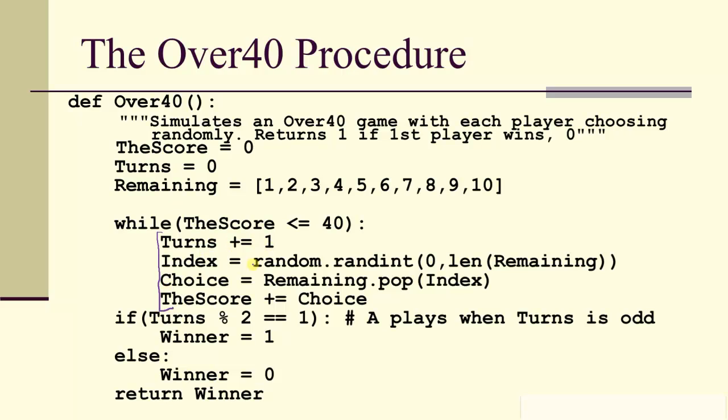We increase turns by 1. We choose an index. Notice here's our randint. It's going from 0 to however many are remaining, so it's going to choose an index for one of these, and then if we look at the documentation for pop, it's going to remove this indexed entry from what's remaining. That's going to be our choice. We update the score with our choice. Here we see if turns is odd or even. If it's odd, we say the winner's 1, else the winner's 0, and there you have it.